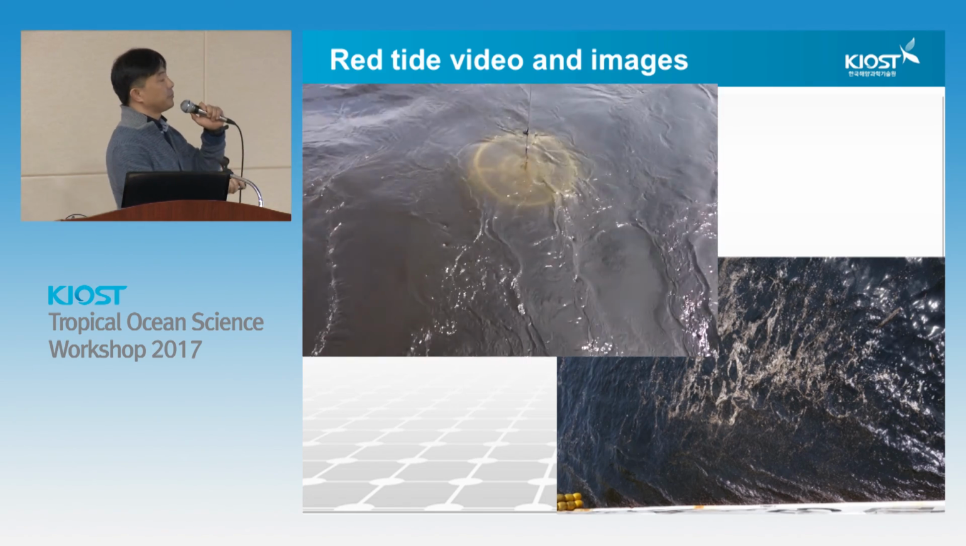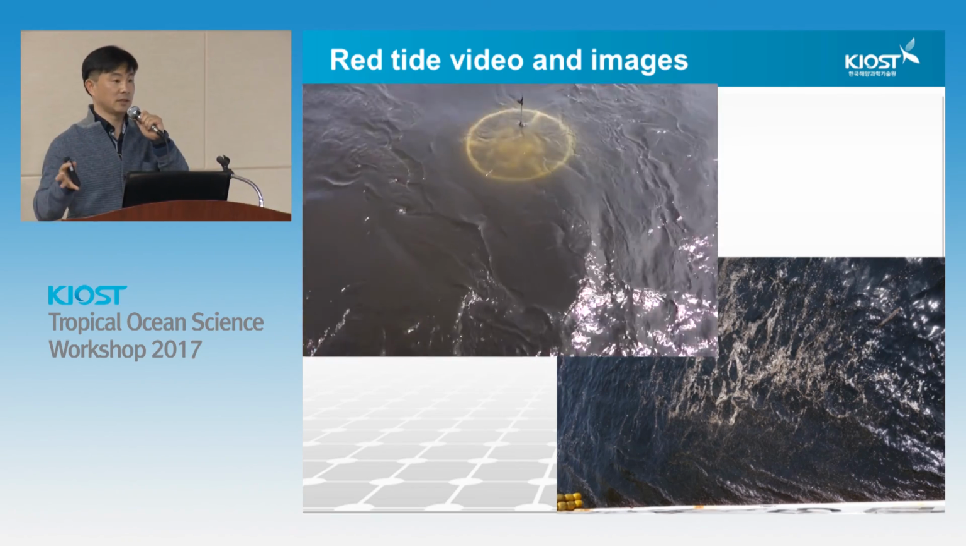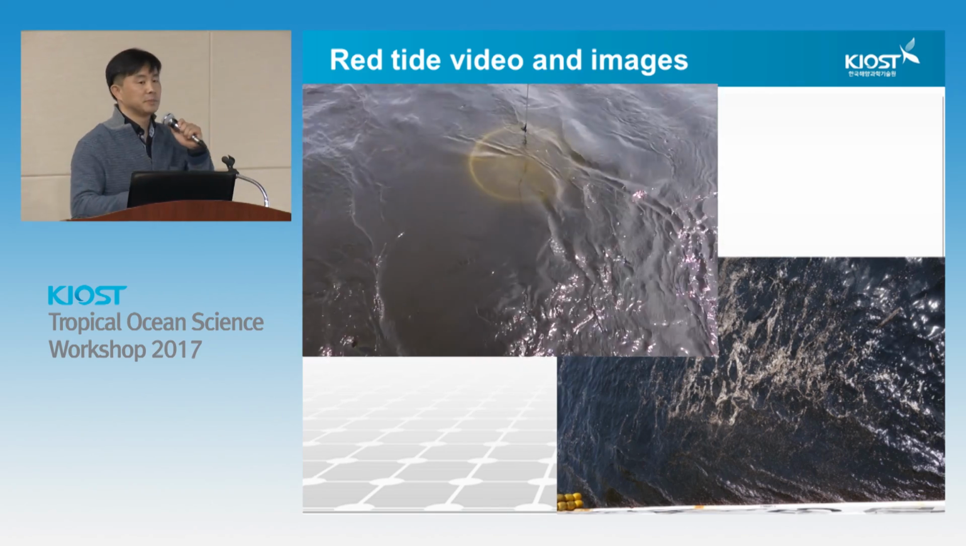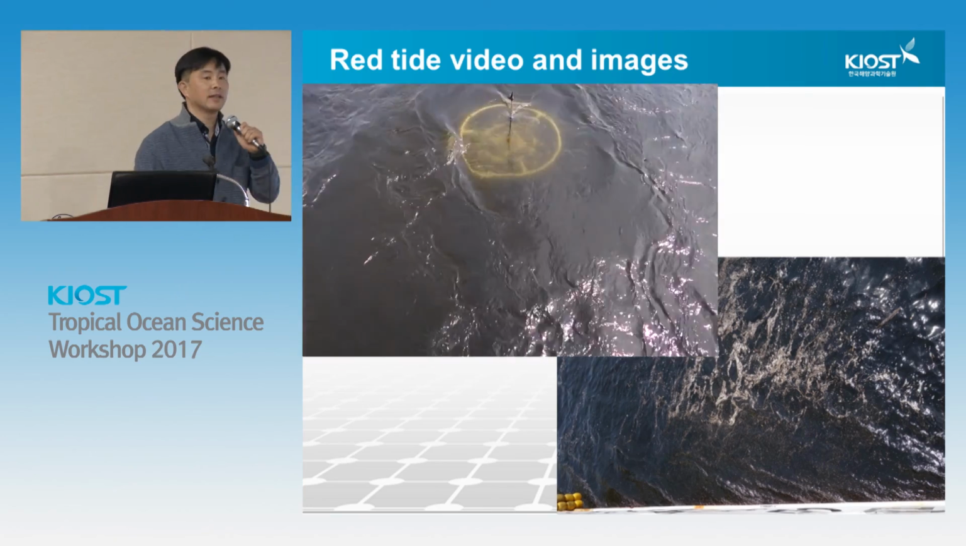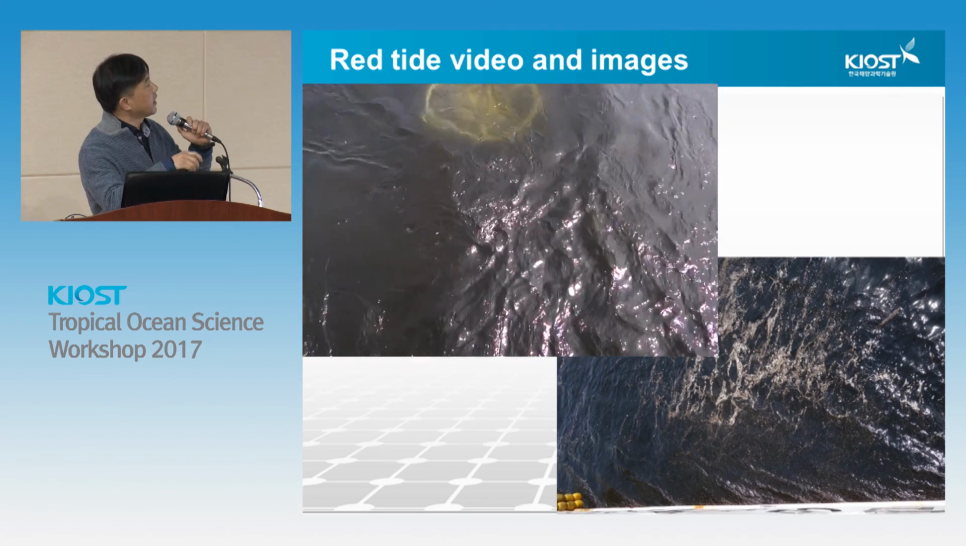This image shows a red tide bloom area. In general, depending on the sea status, cloudy or sunny day, the color is some dark brown. But in the high density case, you see some red color. It is not clear, but there is a very high density red tide bloom.